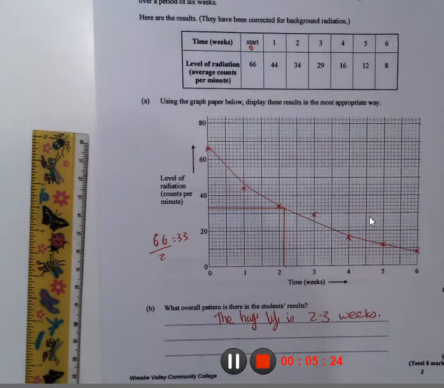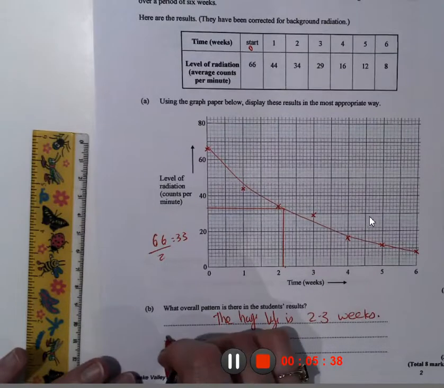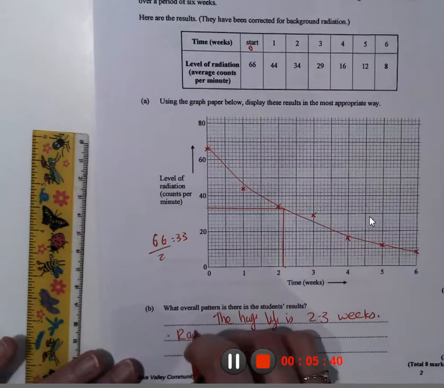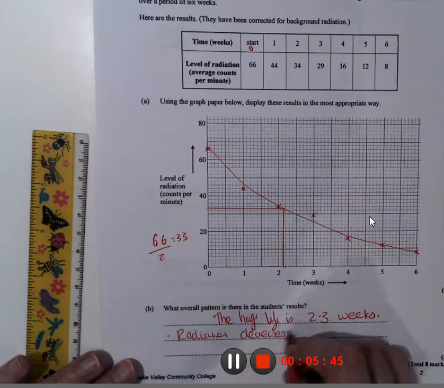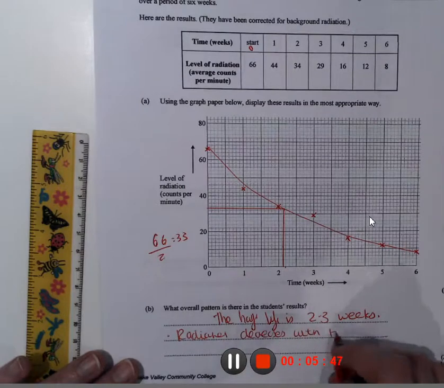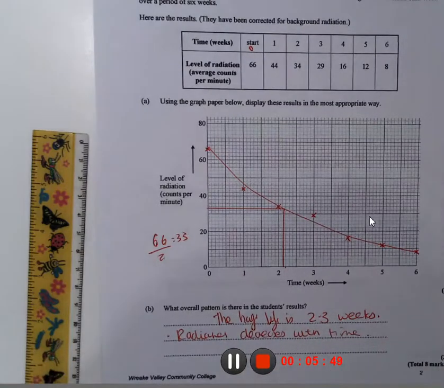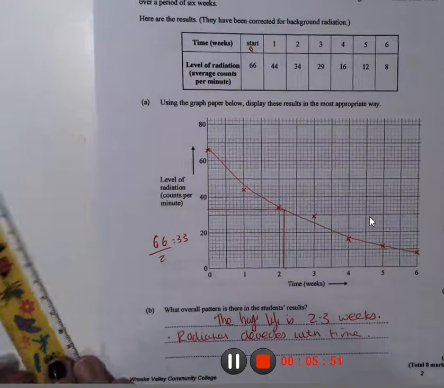The half-life is about 2.3 weeks. Yeah, ish. It might be different on yours, it depends where your line of best fit is. And that gets you all 3 marks. You could say that the radiation decreases with time as well.